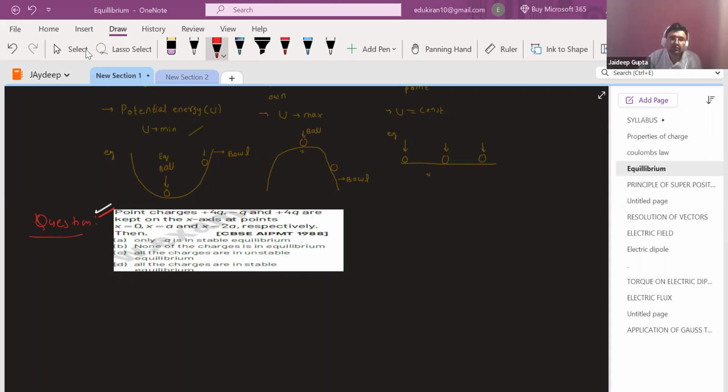Now try this question. Very easy. Look, you have to use the concept. If the charge is not able to regain its position, then it is unstable. And I think you'll do it. You are good in academics.